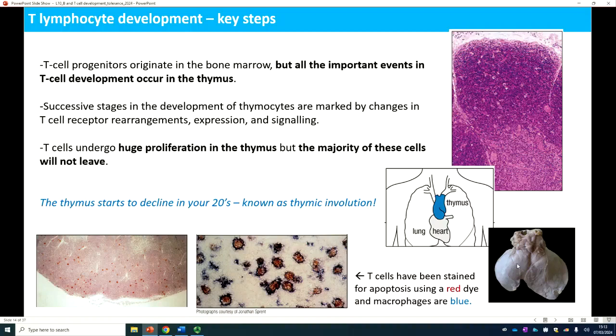The thymus, you can see in this diagram, is a bilobed, sort of butterfly-shaped organ sitting high up in your chest. It's worth mentioning that your thymus starts to decline in size after you've reached about the age of 20, and this is known as thymic involution. From your early 20s onwards, your thymus is decreasing in size, and in the later stages of life that impacts your immune system as well, especially in the elderly. That's a process known as thymic involution.